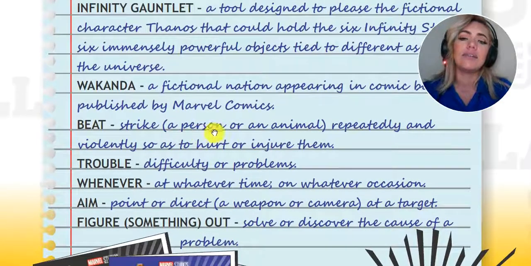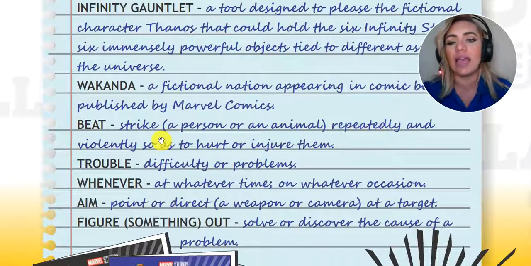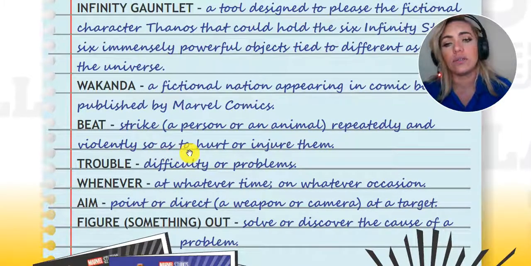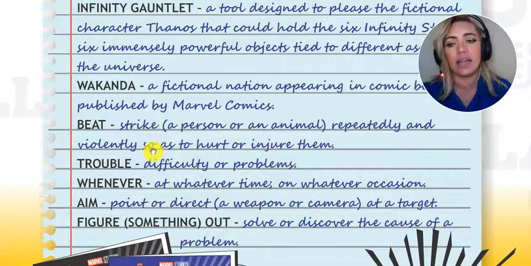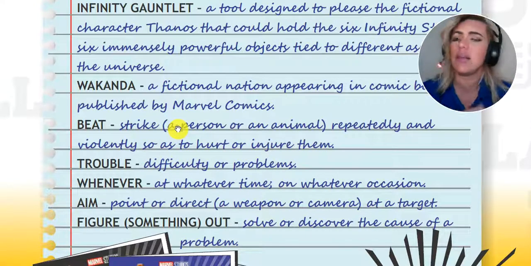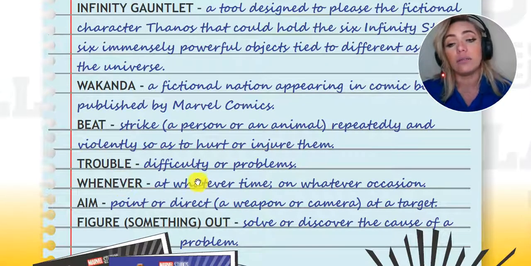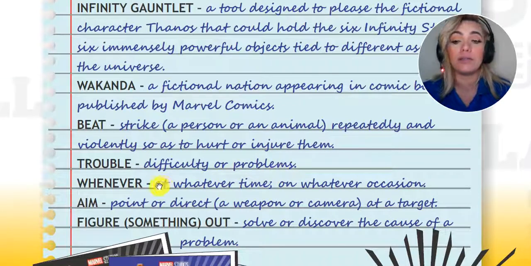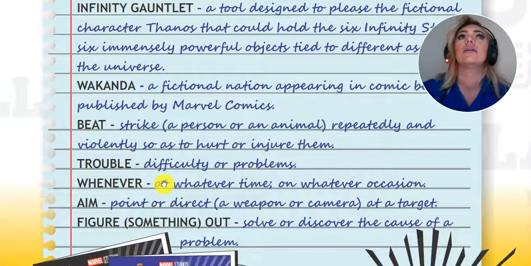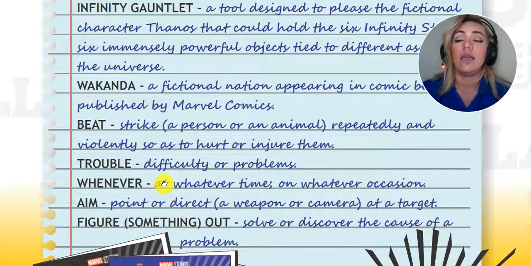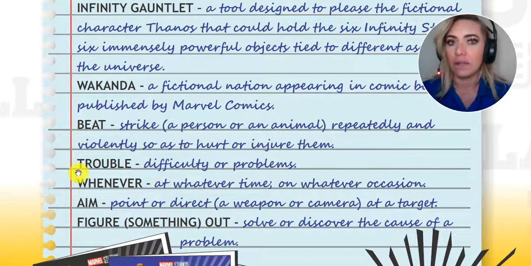Beat. Strike a person or animal repeatedly and violently so as to hurt or injure them. So beat. Like Thanos was beaten, right? Trouble, difficulty or problem. So imagine that your mom really likes her dishes, and by accident you broke them. So now you are in trouble. You must tell your mom what happened, okay, or your wife.